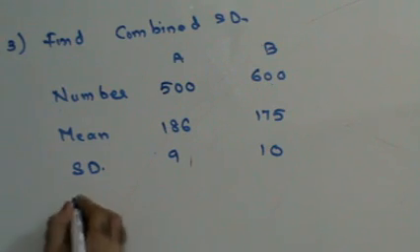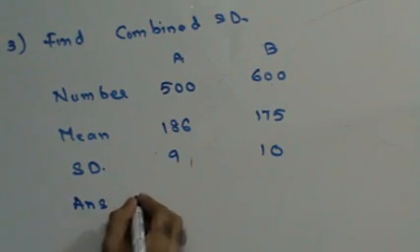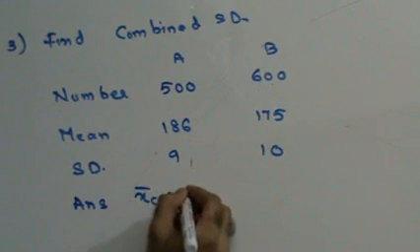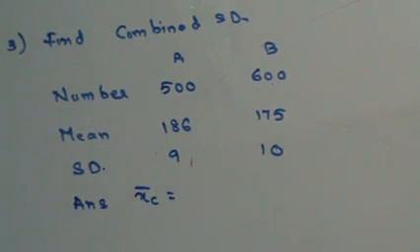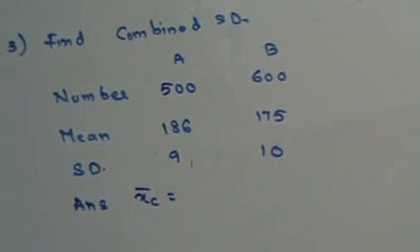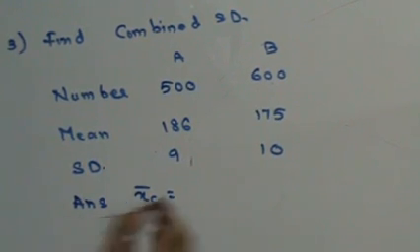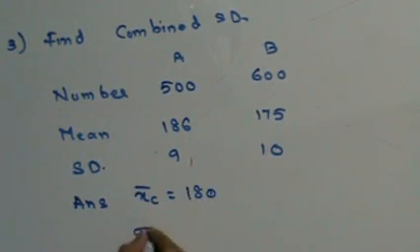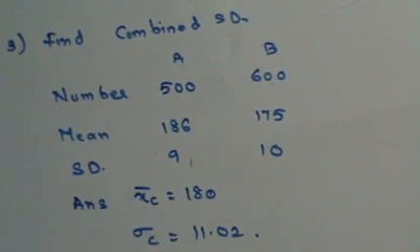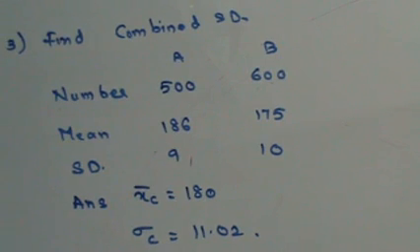Okay, let's see the answers for this. I'll just tell you what are the different things that they could ask you in this. Combined mean that I should get in this case is going to be 180 and combined standard deviation I should get as 11.02. Right? Next, let's put up another sum, guys.